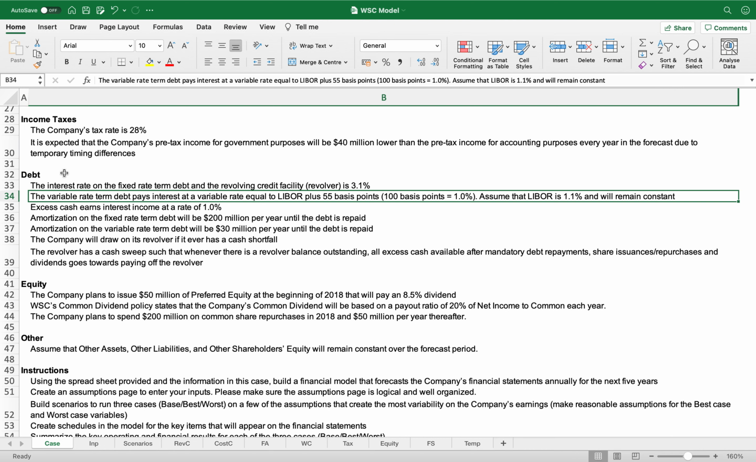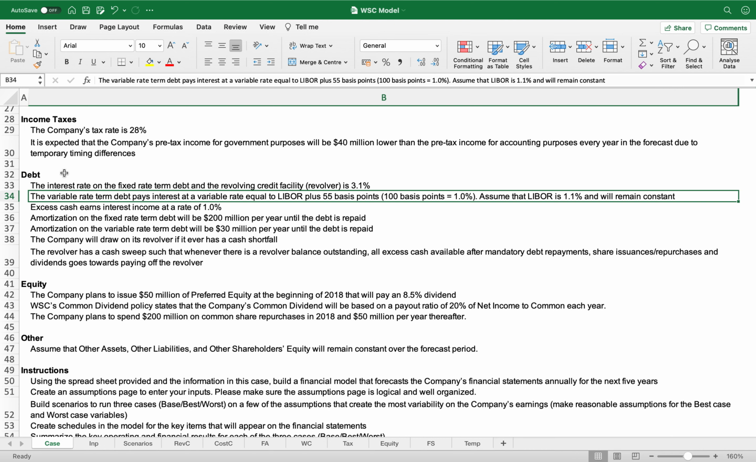The variable rate term debt pays interest at a variable rate equal to LIBOR plus 55 basis points. So LIBOR is your London Interbank Offered Rate, right? So LIBOR plus 55 basis points. LIBOR keeps on fluctuating. So whatever is the rate of LIBOR, I will add 55 basis points to it. So 55 basis points means 0.55 percentage, right? So whatever is the rate of LIBOR, I will add 0.55% to it.